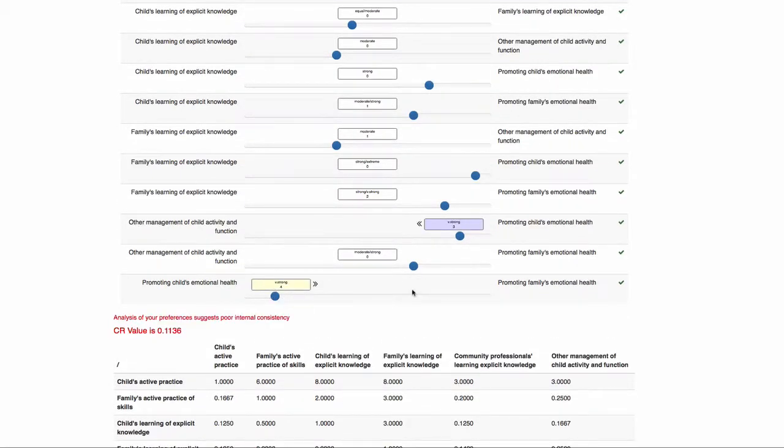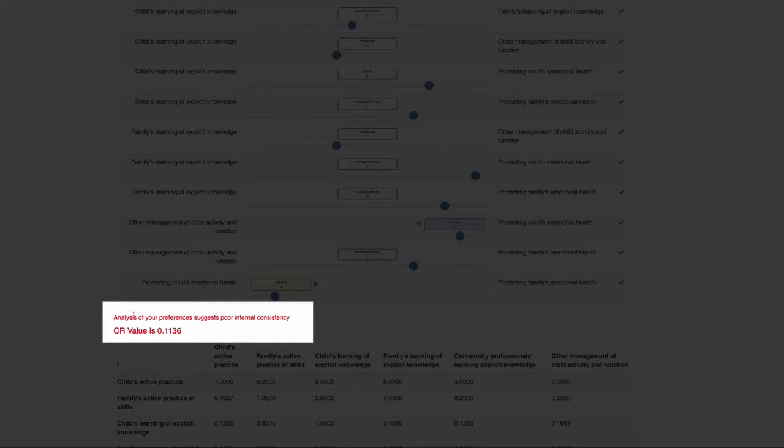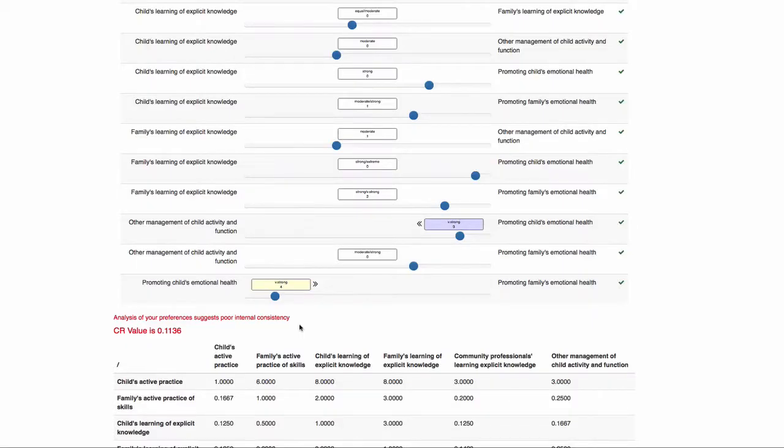Okay, so I've finished. And you will see that we have a flag up here, that our internal consistency is not brilliant. And again, this is discussed in the paper. This CR statistic is something called the consistency ratio, and we're looking for a value ideally less than 10%, less than 0.1. So we're just over the threshold, suggesting there's some internal inconsistency.